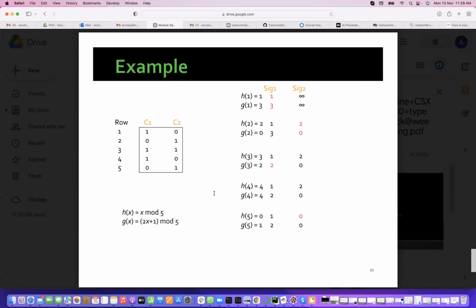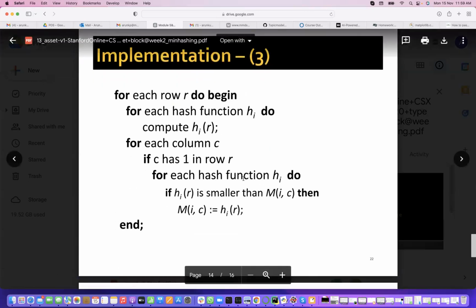Right. And with that hash, we are getting values. So you don't need to generate these permutations. You simply take the hash function and see, in the permuted order, in the hash map, where it will go. For that row, if you have 1, replace it if it is smaller than the existing signature. So that is what this algorithm says.